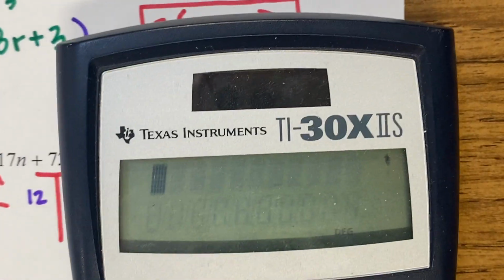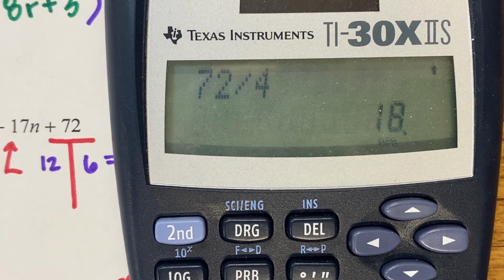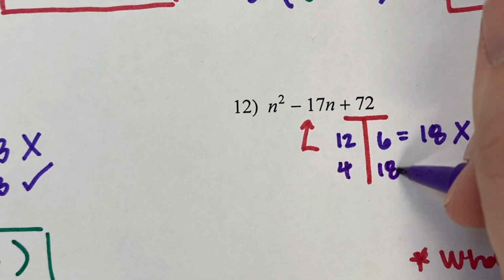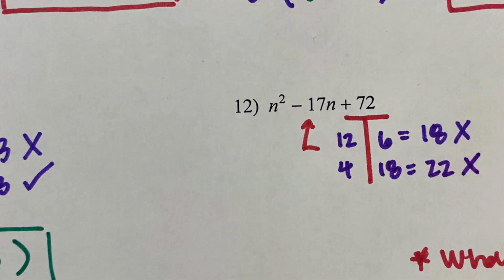That's okay. Let's try it again. Maybe 72 divided by 4. 4 and 18. 4 times 18 will give me 72. 4 plus 18 is 22. Not what I'm looking for.